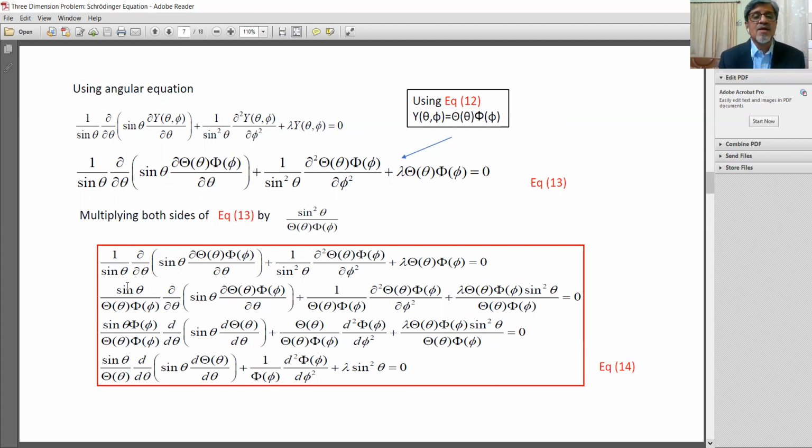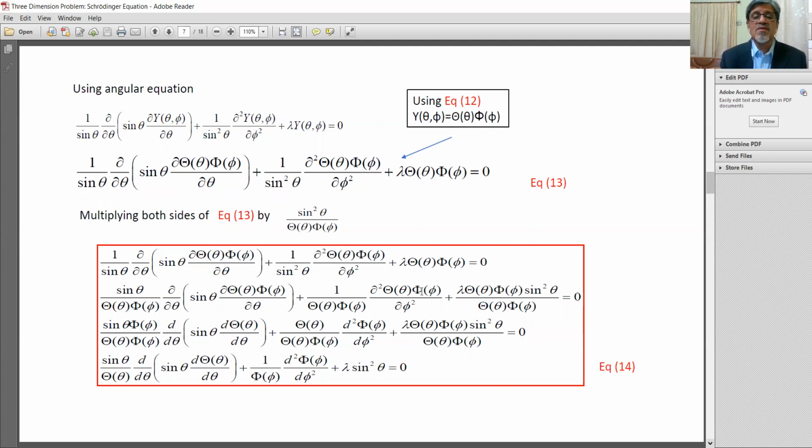So we multiply that, and we notice that one sine theta in the denominator and numerator is multiplied by sine square theta, so only one sine theta will remain. And we are dividing by Theta(theta) and Phi(phi). Again, here we notice that the denominator has sine theta, sine square theta, and again the multiplication is sine square theta. So sine square theta, sine square theta cancels out. It is 1 upon Theta(theta) Phi(phi). And the last one is lambda Theta(theta) Phi(phi) sine square theta divided by this whole function. You will notice that Theta(theta) Phi(phi) will cancel out.